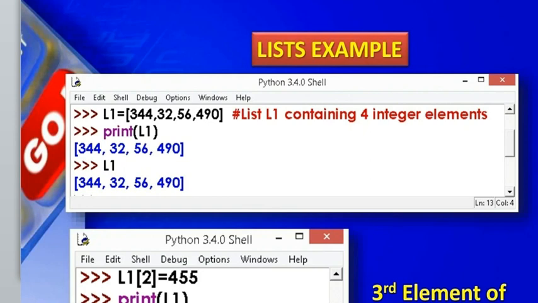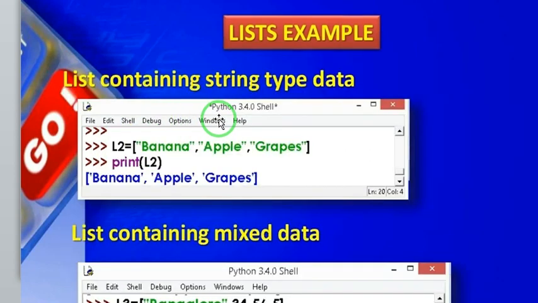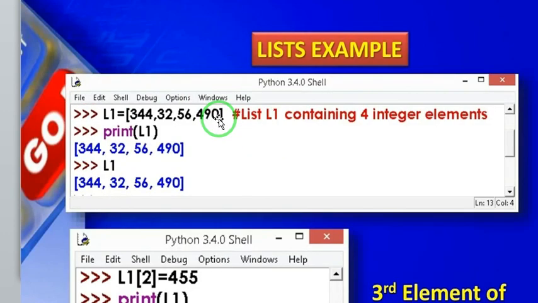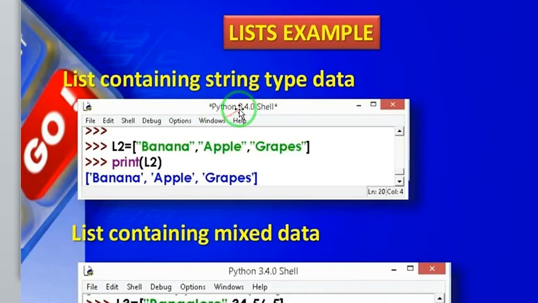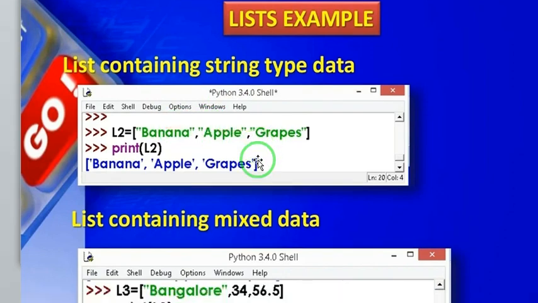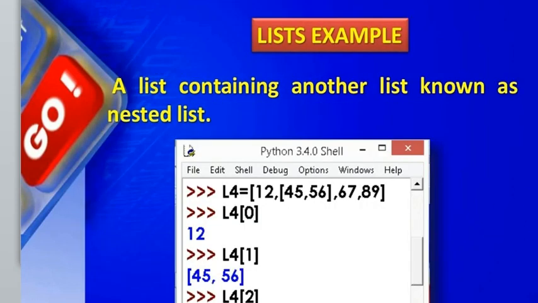So what we're basically doing here is printing the list, and then we change a value using indexing. The position value 2, which is 0, 1, 2, 56, gets changed to 455, right? Now the list is also able to contain string data types, and it can contain mixed data types such as strings, float, integer, etc.